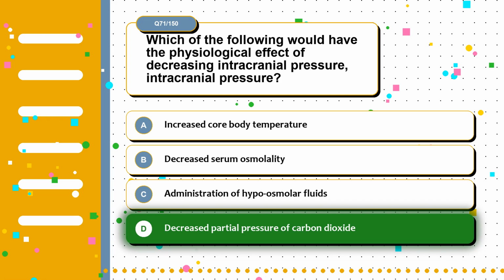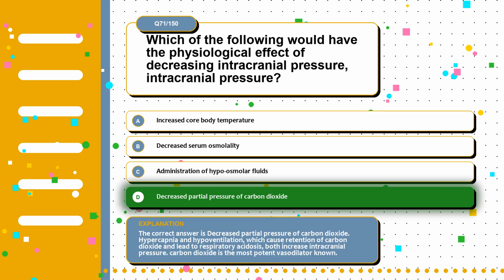The correct answer is option D. Decreased partial pressure of carbon dioxide. Hypercapnia and hypoventilation, which cause retention of carbon dioxide and lead to respiratory acidosis, both increase intracranial pressure. Carbon dioxide is the most potent vasodilator known.